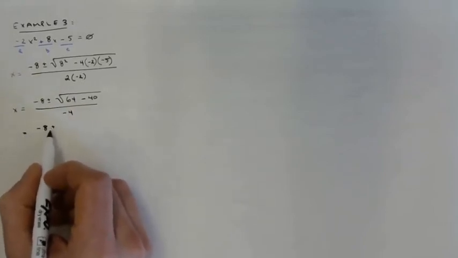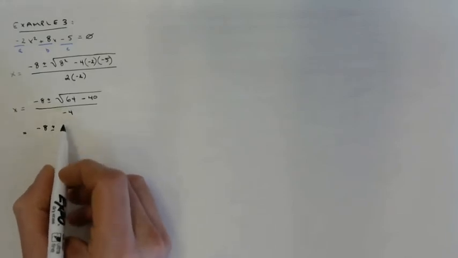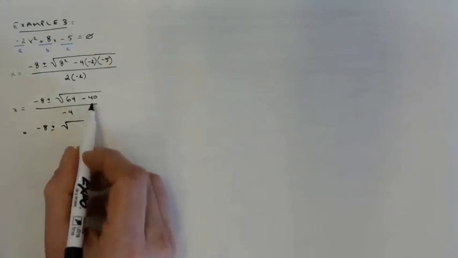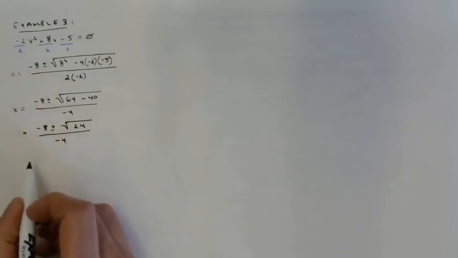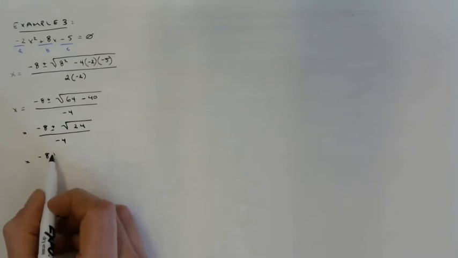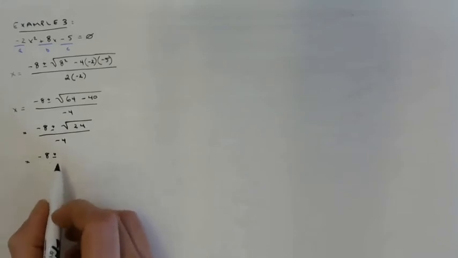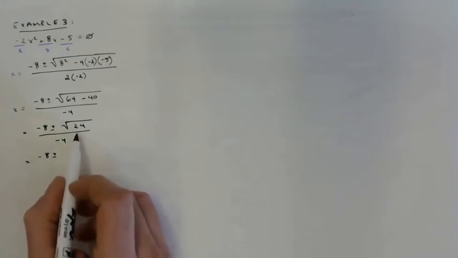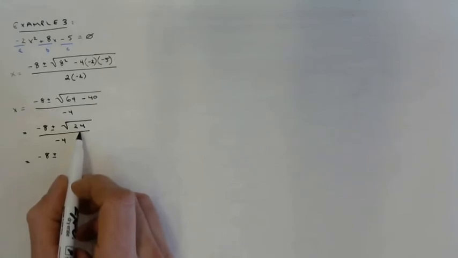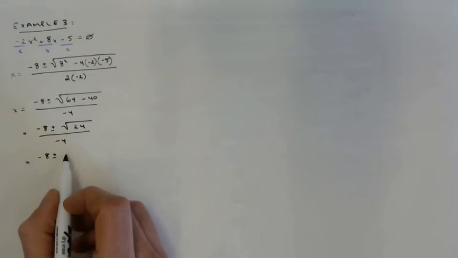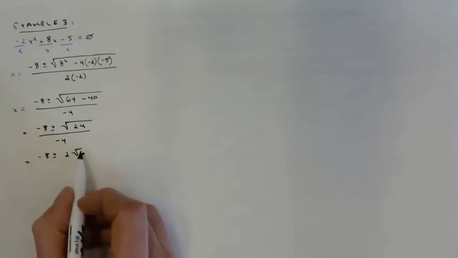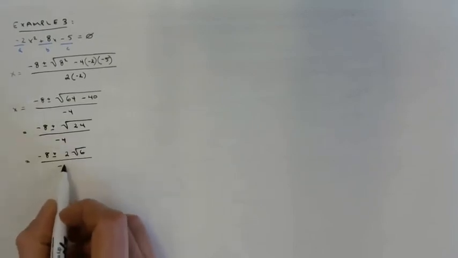Negative 8 plus or minus the square root of 64 minus 40, which is 24. That is not a perfect square, but it can be reduced. In my next step, we're going to have negative 8 plus or minus. I can factor 4 out of this. This is the square root of 4 times the square root of 6. Square root of 4 is 2. So I've got 2 radical 6. And over here we have negative 4.